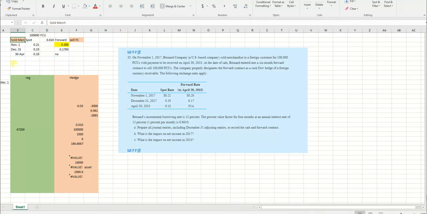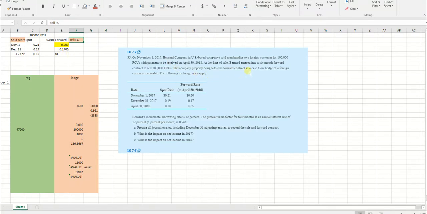So then I need to know I sold merchandise for 100,000 foreign currency units. So I have that information up there, with payment to be received on April 30th. At that date of the sale, they enter into a 6-month forward contract to sell. So I'm going to sell foreign currency. So notice I sold merchandise, so they're handing me foreign currency. And then I need to turn around and sell that foreign currency to get US dollars. So I need that information to know if I'm better off or worse off.